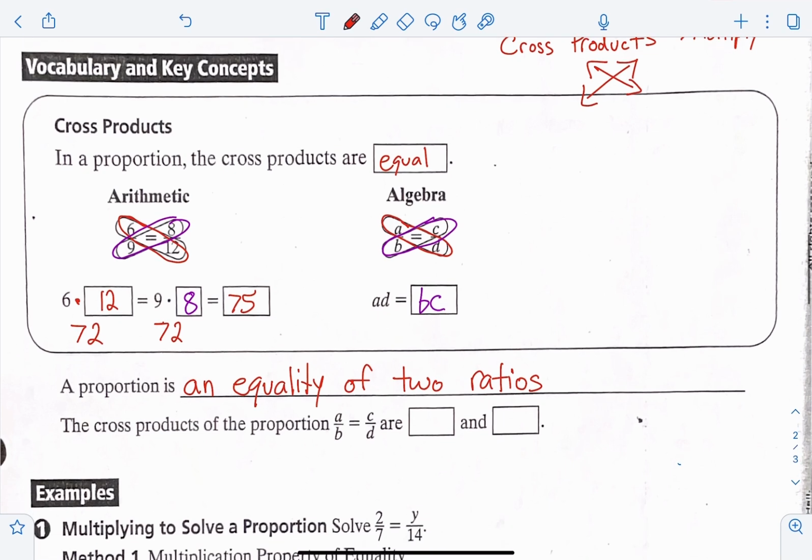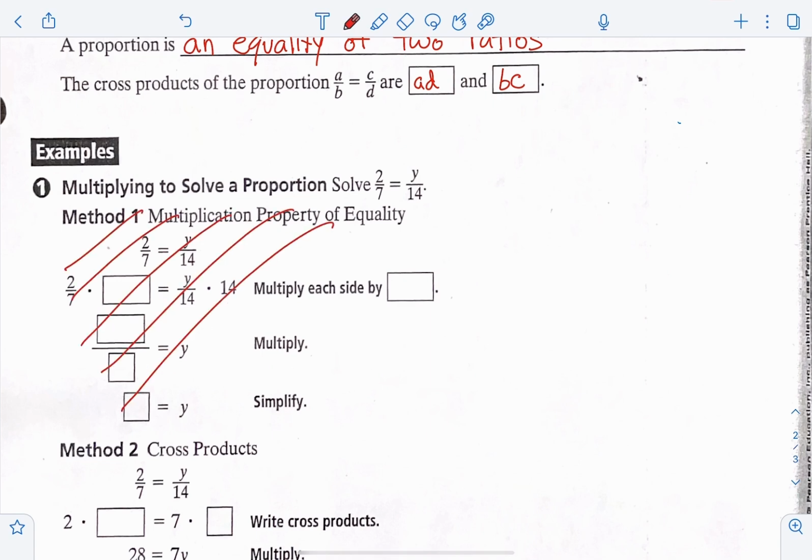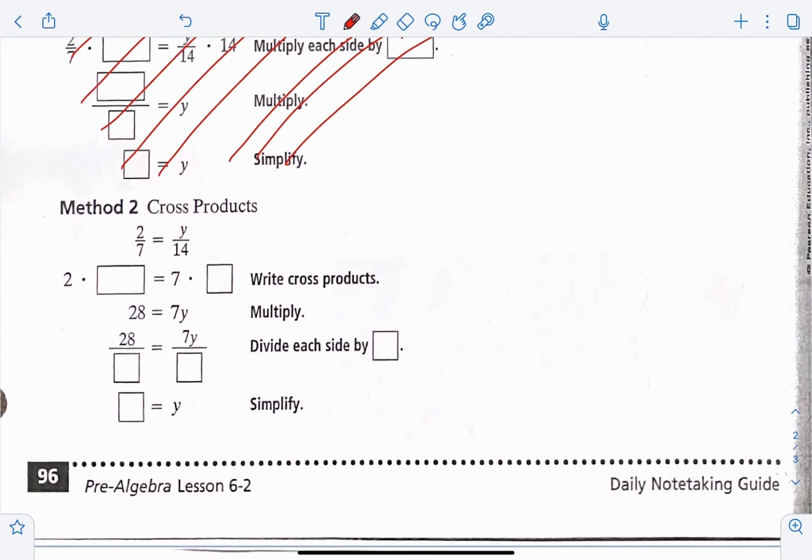The cross products of the proportion A over B equals C over D. So again, you're just doing top of the first, bottom of the second, times bottom of the first times top of the second. Okay, so in that crisscross pattern. Those are the cross products for this proportion. Okay, so there are two methods that you can use. We're only going to use method 2, so go ahead and cross this one off and skip down to cross products. So we are only going to use cross products for this.